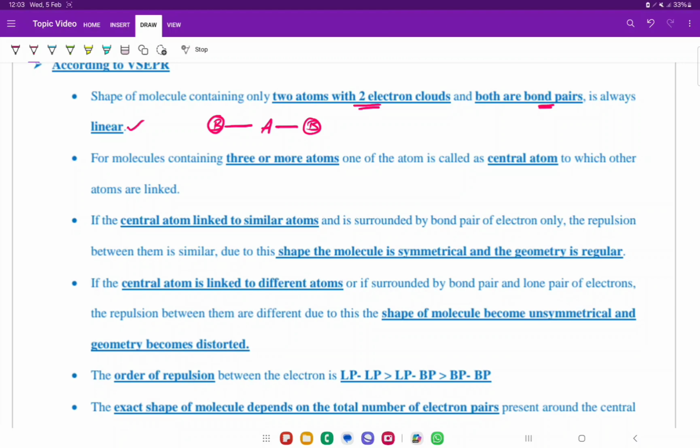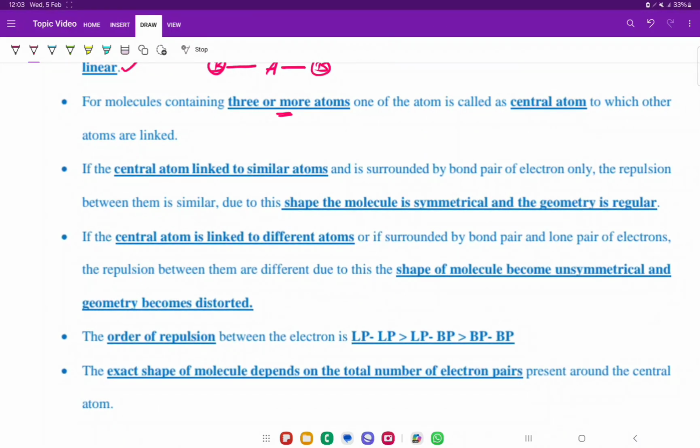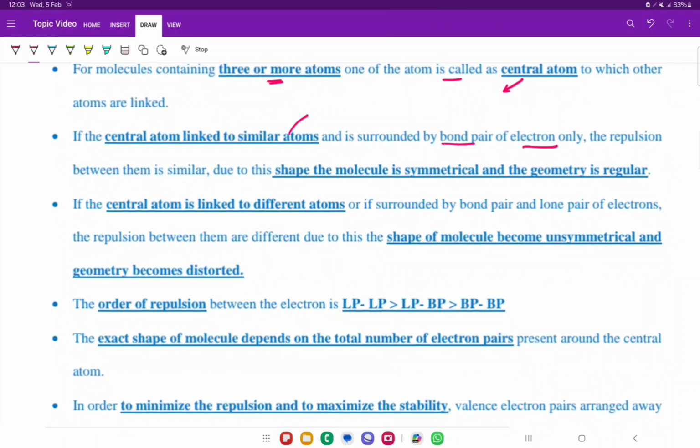The second point is, if a molecule has three or more atoms, and one of the atoms is called the central atom, which we already know, and the central atom is linked to similar atoms and surrounded by bond pairs, then the repulsive interaction between them will be similar, and the shape of the molecule will be symmetrical and the geometry regular.